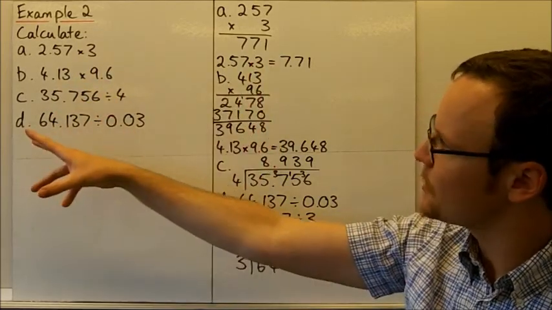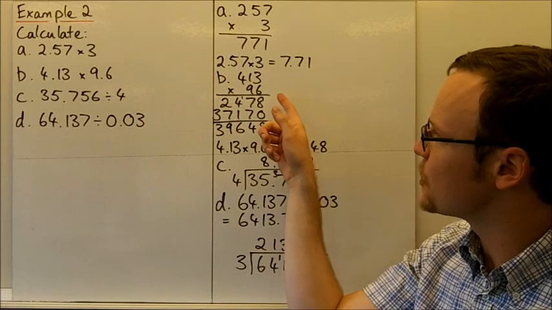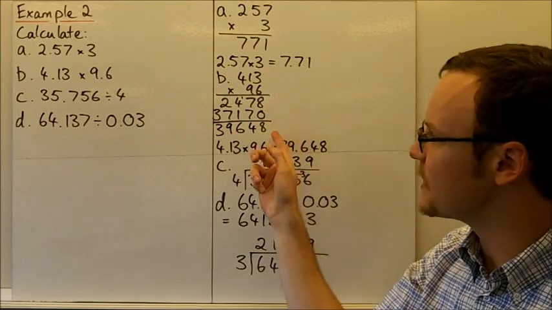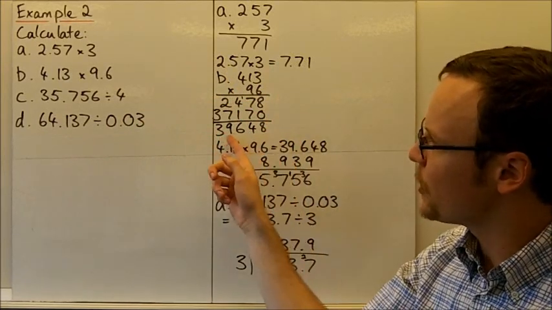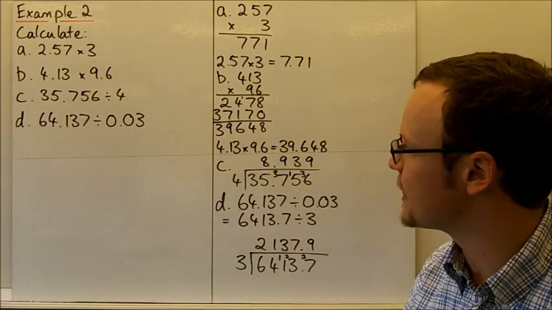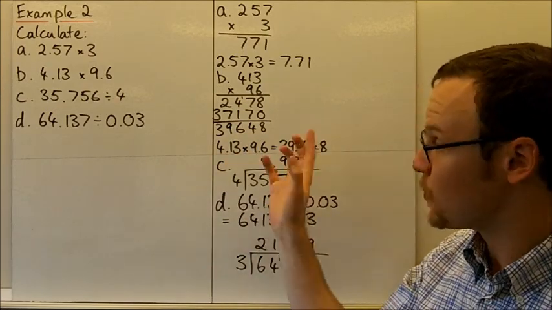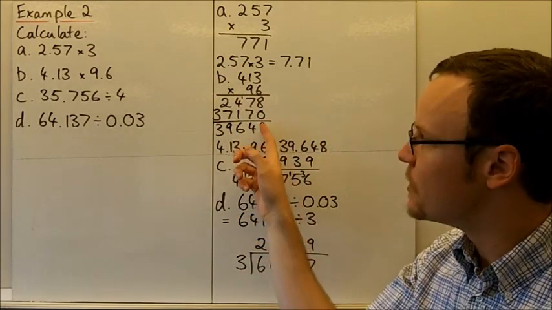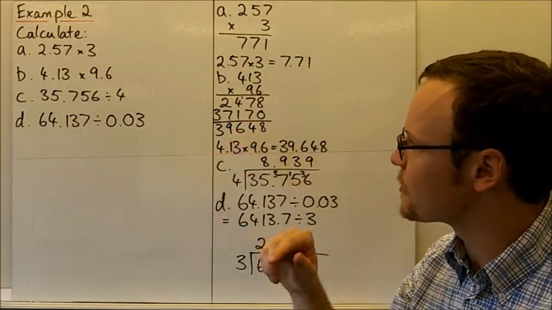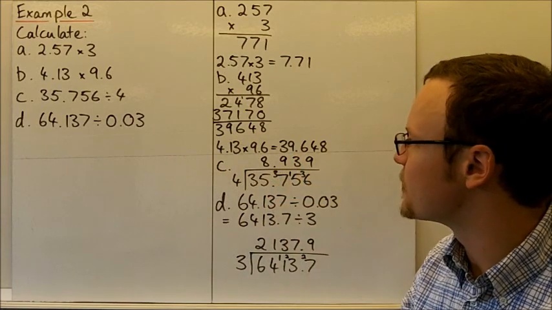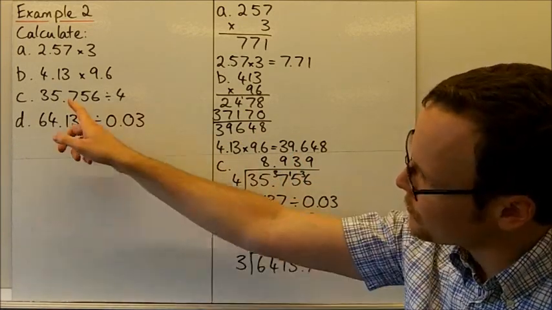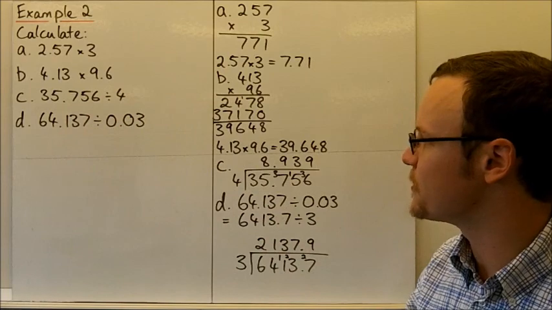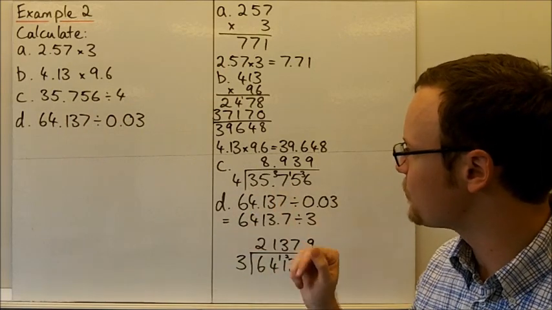So for B, here we've got 3 decimal places. But disregarding those initially, 413 times 96, we get, by doing that problem, 39,648. So that means we had initially 3 decimal places, so we need to shift the decimal point back to where it should be, 39.648.